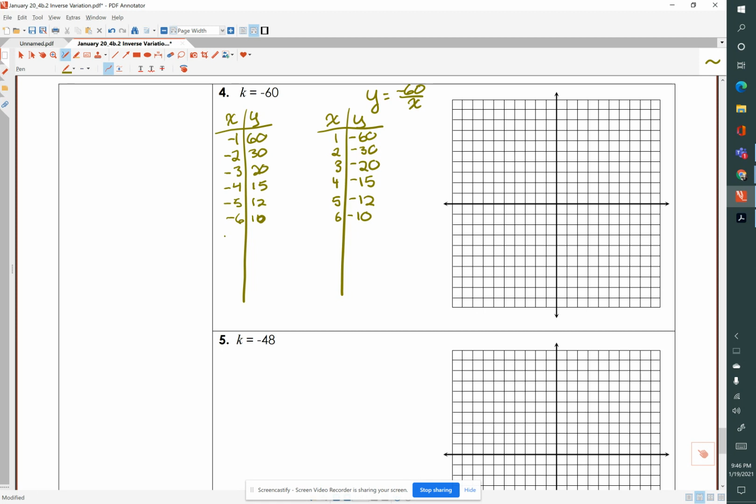We have negative 10 times a positive 6, or we can make that 10 times negative 6. We have negative 12 times positive 5, or positive 12 times negative 5. We have negative 15 times positive 4.